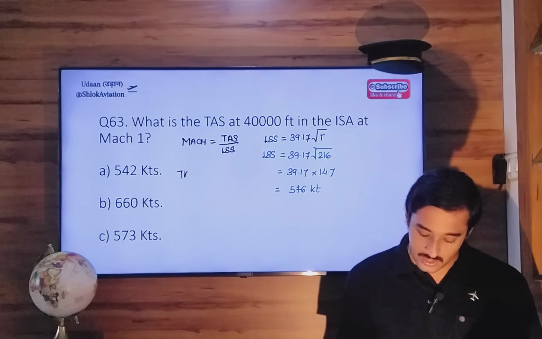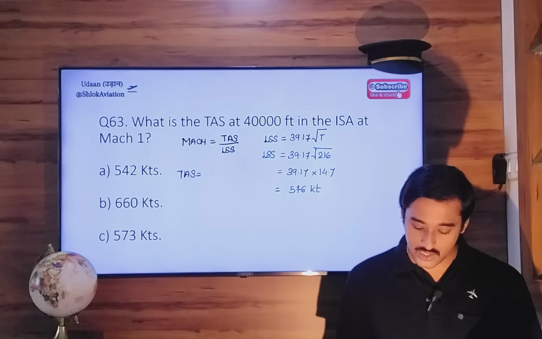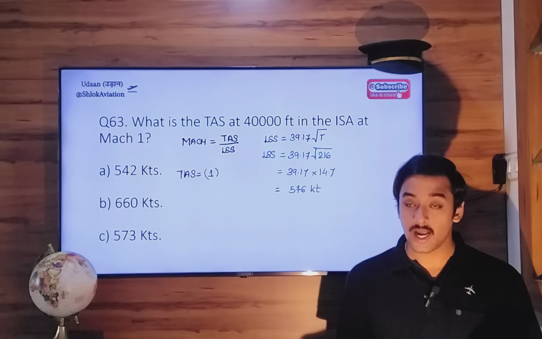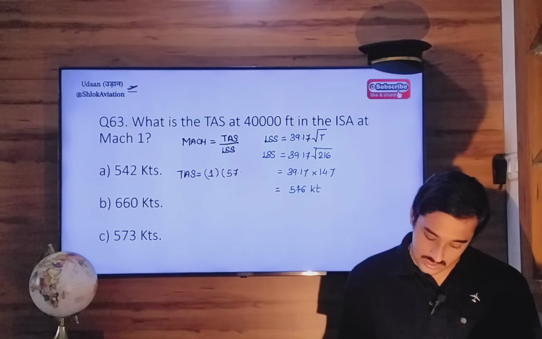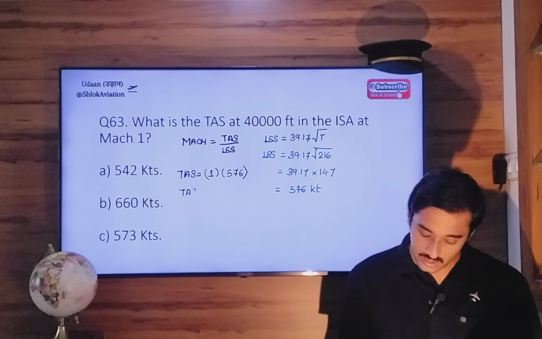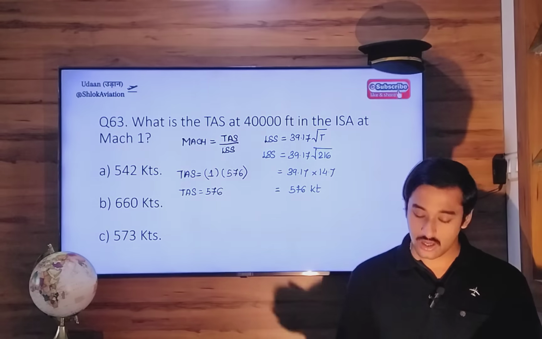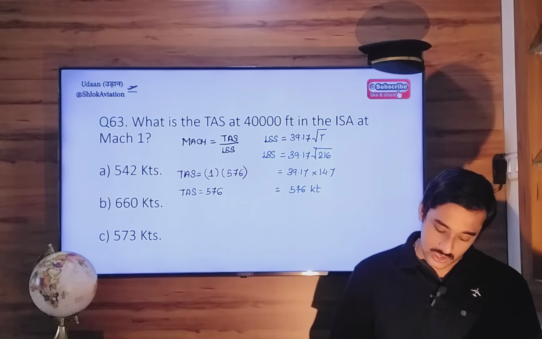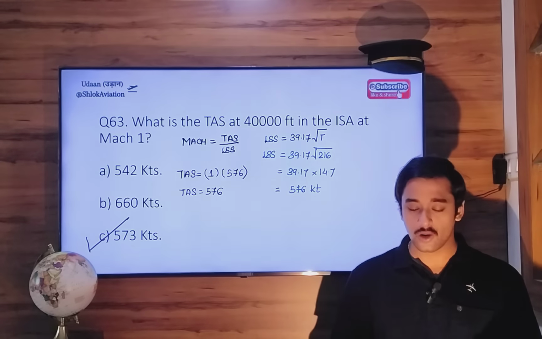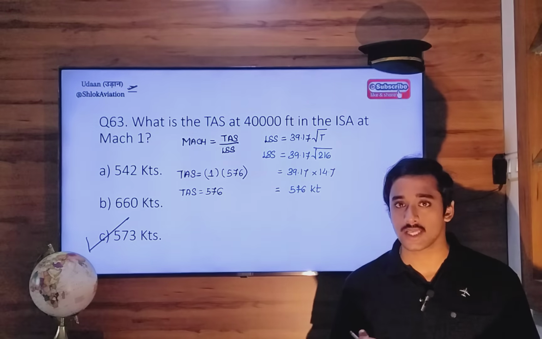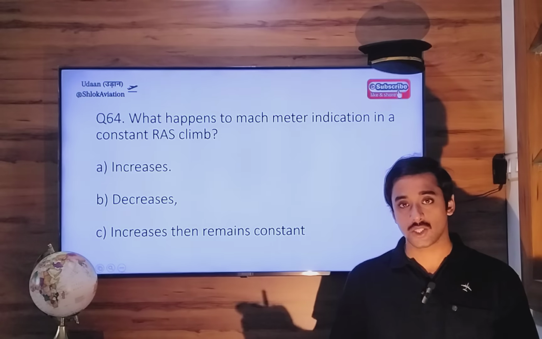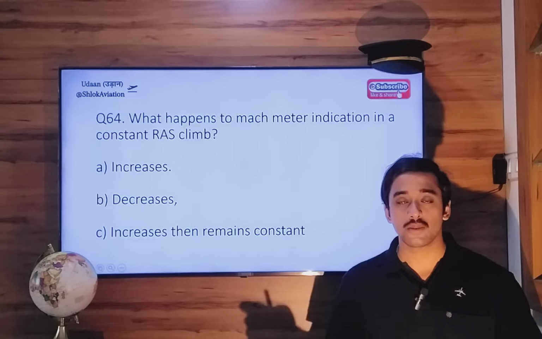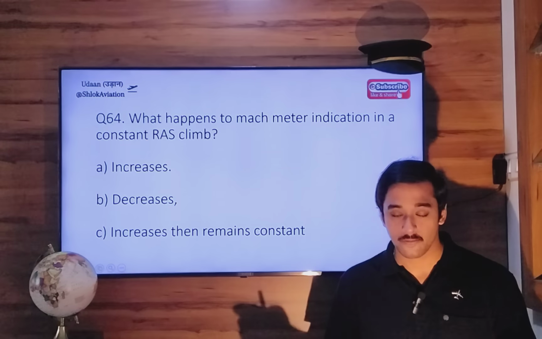So true airspeed will be your Mach number, which is 1, multiplied by local speed of sound, which is 576. So true airspeed will be 576 knots. Correct? So the closest option here is option Charlie. You can also solve this question using your CX3. Question 64. What happens to Mach meter indications in a constant rectified airspeed climb? Constant rectified airspeed means constant calibrated airspeed climb.